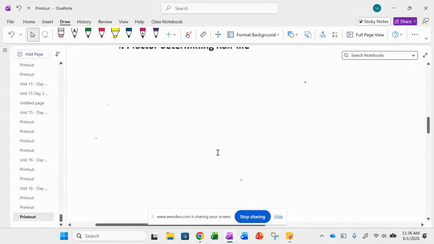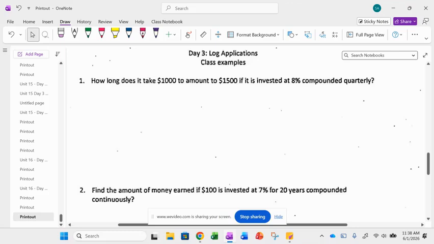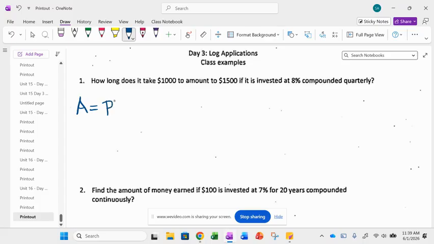All right, let's get into some word problems. Like I said, it's all going as long as you know the formulas. I'm not trying to throw any tricks at you. So how long does it take $1,000 to amount to $1,500 if it is invested at 8% compounded quarterly? Because it didn't say continually compounded, right? It says compounded quarterly. We're going to use our normal compound interest formula. So it's going to be A is equal to P times 1 plus r over n raised to the nt power.